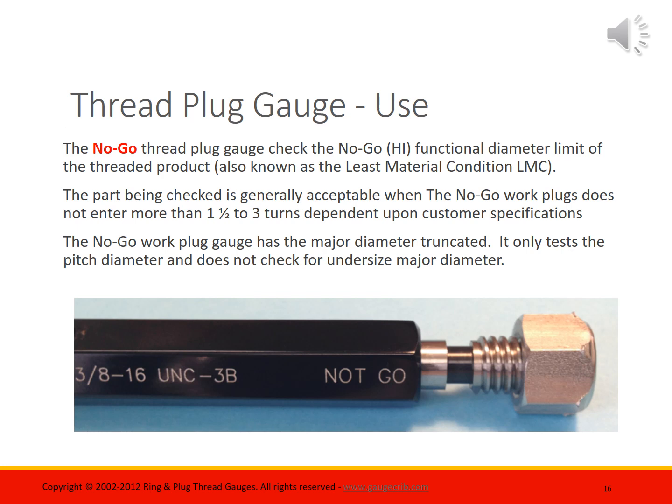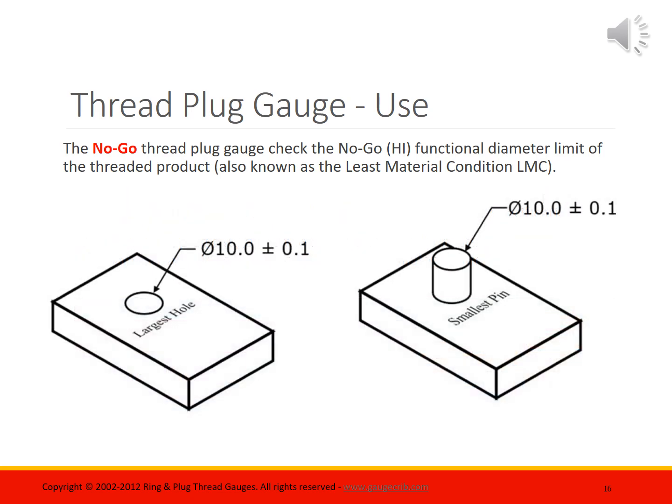The no-go end of a thread plug gauge checks the no-go, the high limit, functional diameter limit of the threaded part. It's also known as the least material condition. The pop-up here gives us a quick picture of LMC, or least material condition. I'm not going to go into the math behind it, but the largest hole in the plate means the least material condition. The same for the smallest pin.